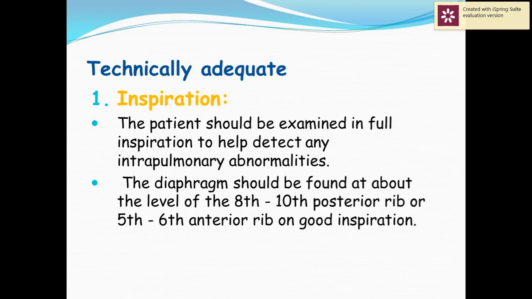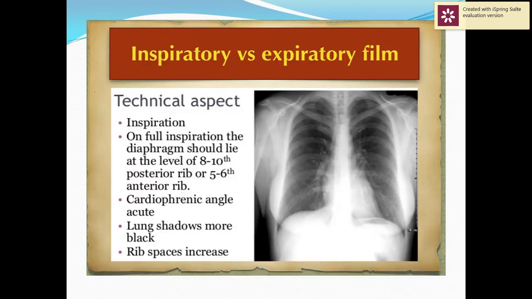The inspiratory film, always the PA view is taken standing so that the patient takes full inspiration and then we take the chest X-ray. With full inspiration, the diaphragm should be found at about the level of the 8th to 10th posterior rib and the 5th to 6th anterior rib. This is inspiratory versus expiratory.